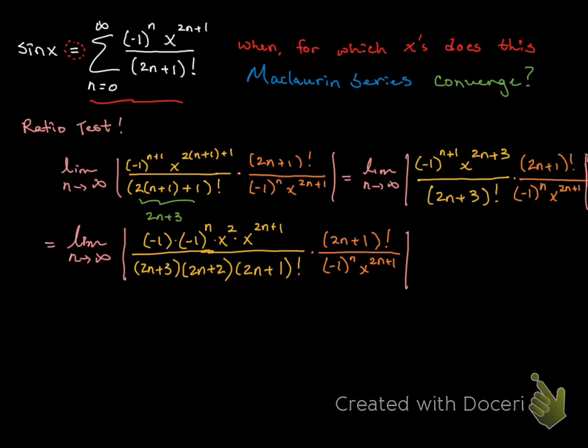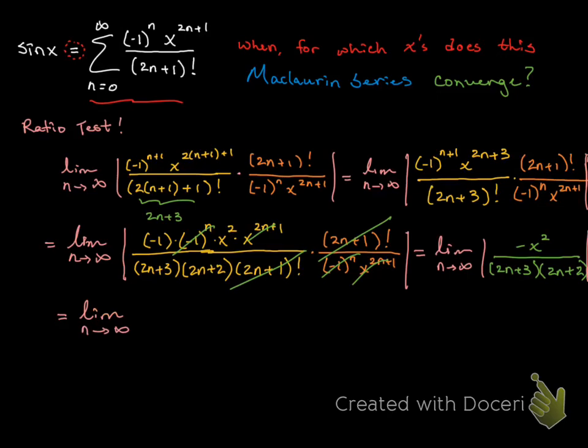So the minus 1 to the n's are going to go away. The x to the 2n plus 1's are going away. The factorials there are disappearing. And what I have left are those two terms in the denominator, 2n plus 3 and a 2n plus 2, and I have a negative x squared up top. Thankfully, I have absolute values. That negative is just going to disappear. And I'm left with a limit as n goes to infinity of x squared over those two terms of n.